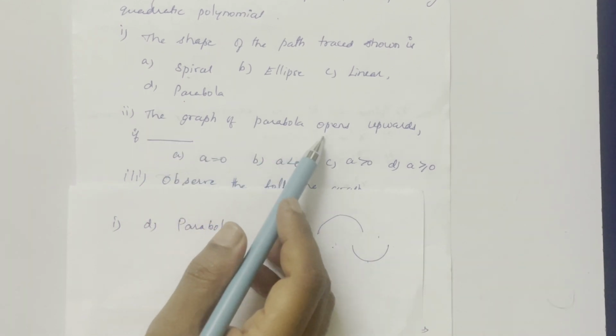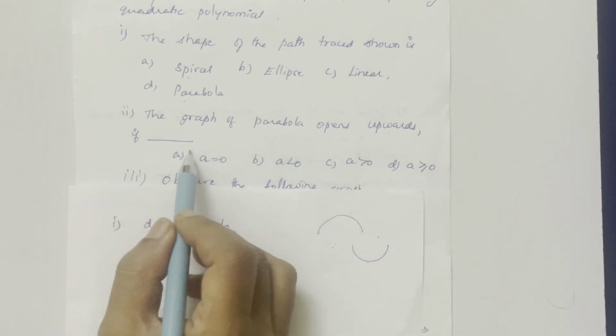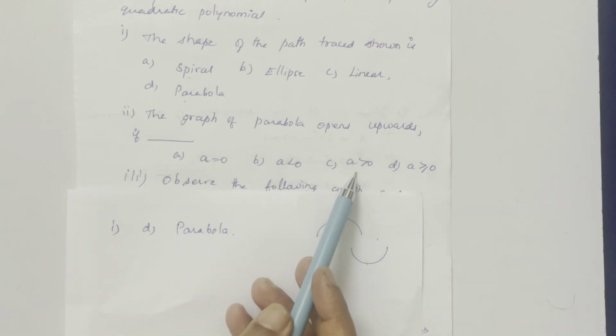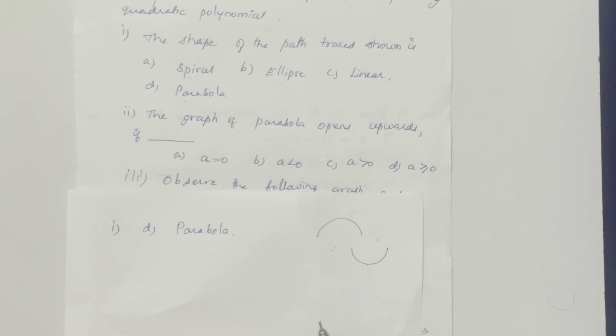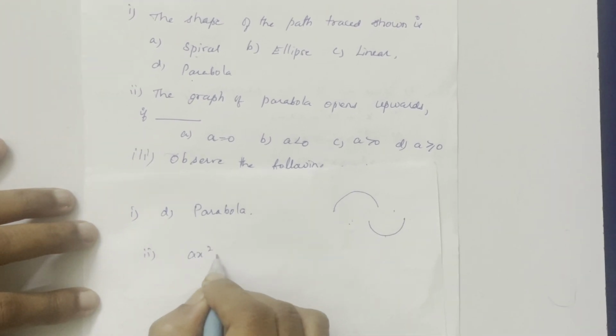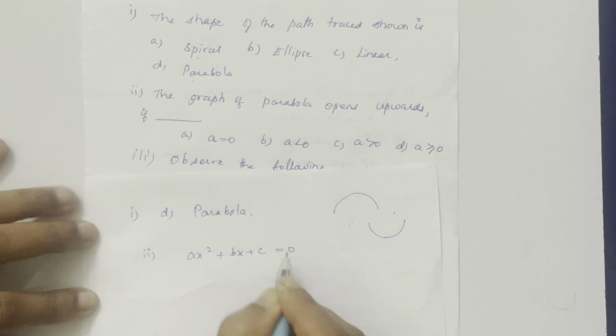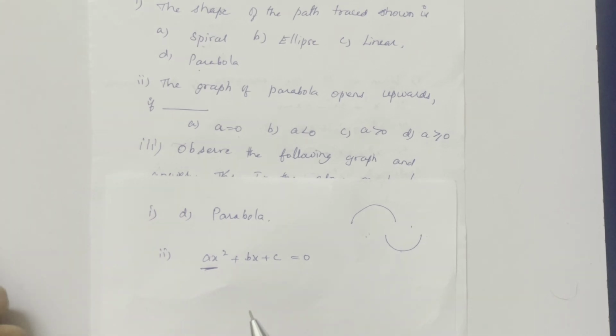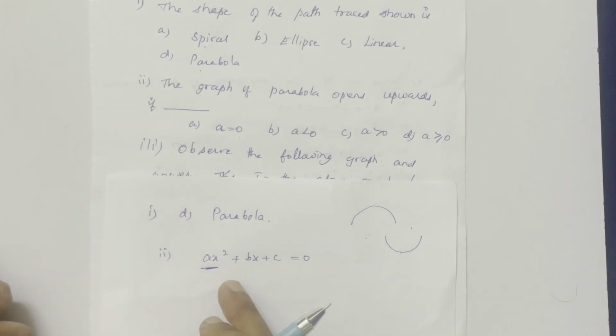The graph of the parabola opens upward if, what is the condition? Either a equal to 0, or less than 0, or greater than 0, or a greater than or equal to 0. That is, the standard quadratic polynomial is of the form ax square plus bx plus c equal to 0. So here a represents the coefficient of x squared. For a quadratic polynomial, a should not be 0.